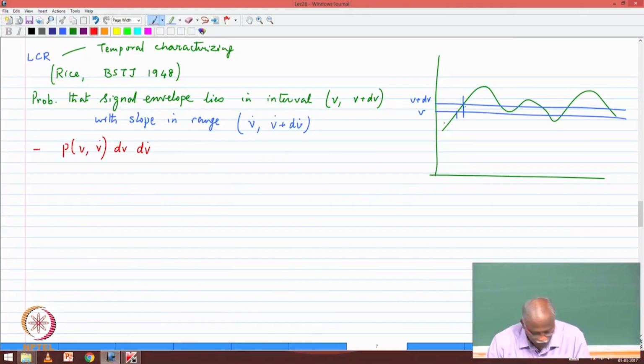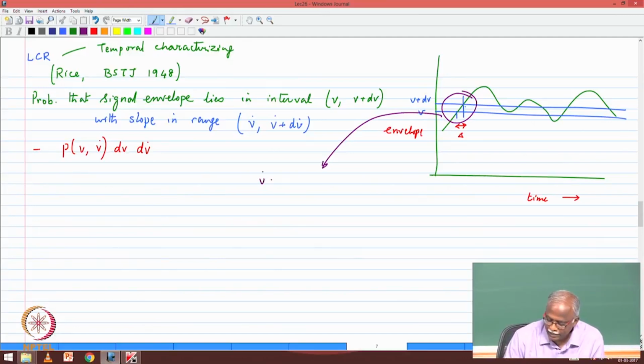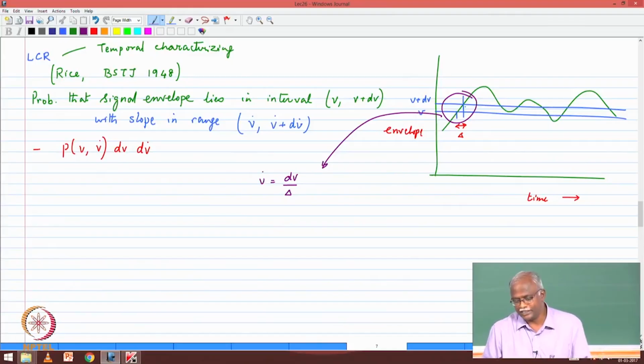Now, if I define this transition period as delta, this is your time axis and this is the amplitude of the signal envelope. So, the slope at which this particular crossing is occurring, let me zoom in on this part. It says that the slope I am encountering here is dV, the change in amplitude that occurs in the time delta. So, the problem formulation is clear.